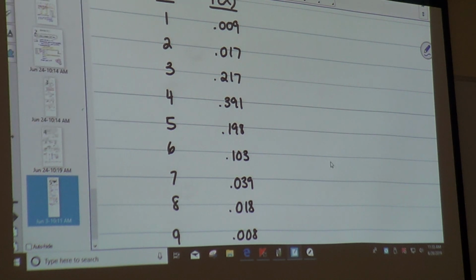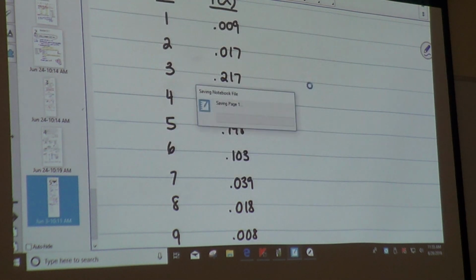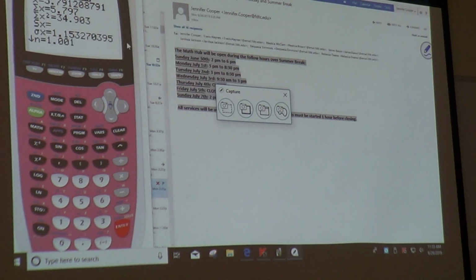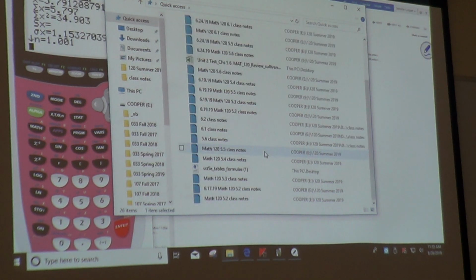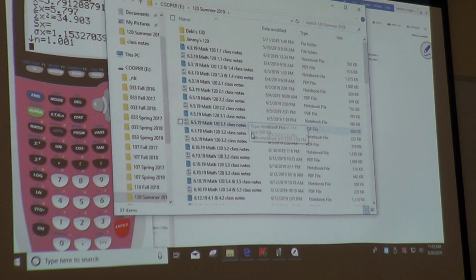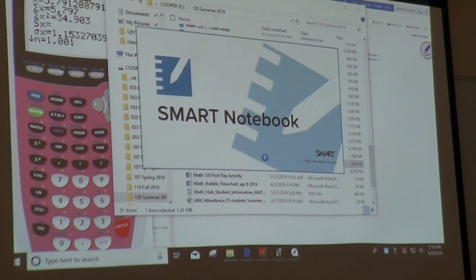All right, let me save this one. And then, come on. I will tell you, where did my 6/3 go? Pull up the other one real quick. 6/2.